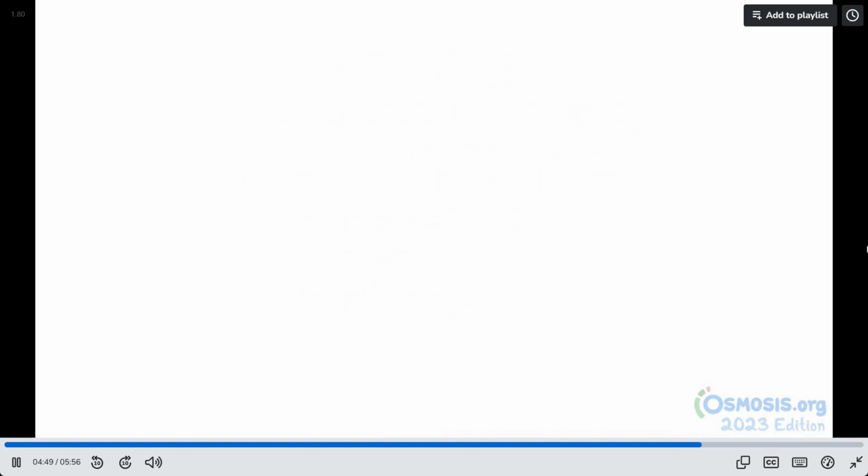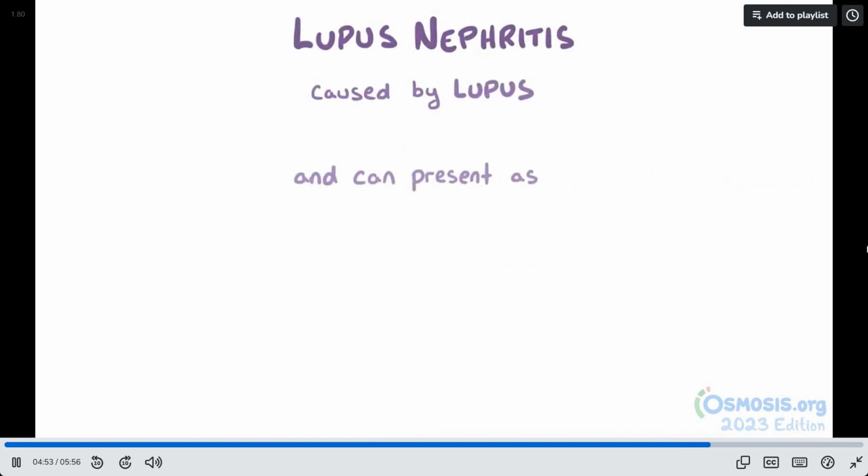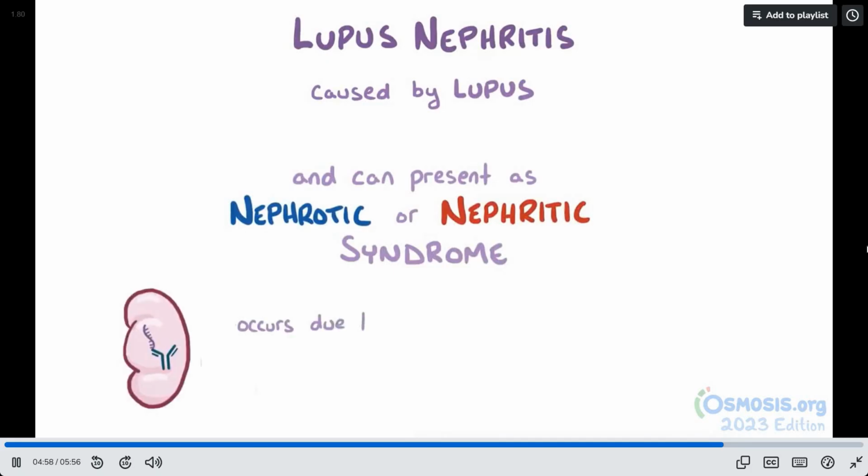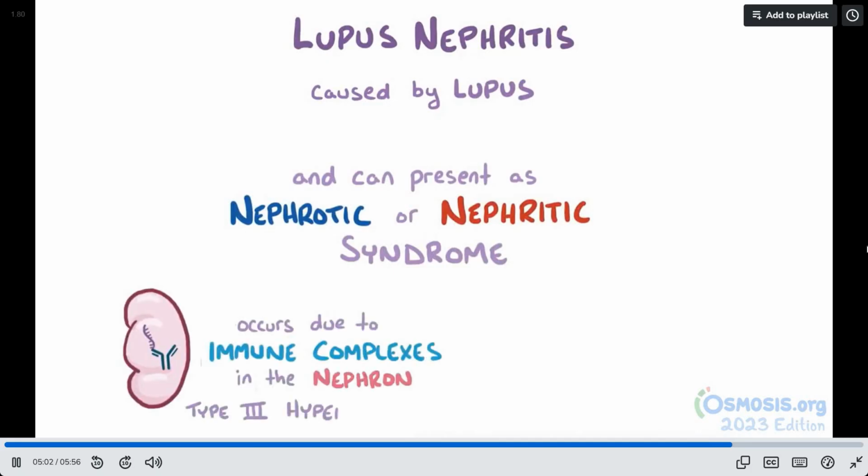Alright, as a quick recap. Lupus nephritis is inflammation of the kidneys caused by lupus, and it can present as either nephrotic or nephritic syndrome. It happens due to the deposition of immune complexes in the nephron, which is a type 3 hypersensitivity reaction, and the resulting inflammation causes damage that can be detected on kidney biopsy.